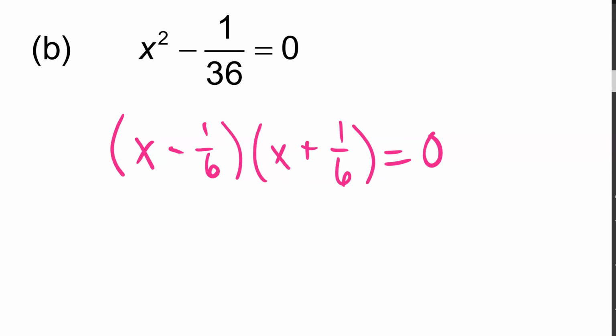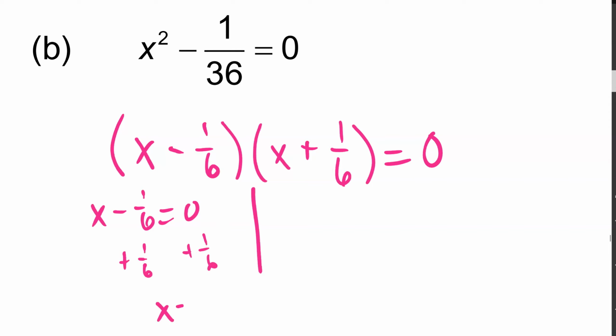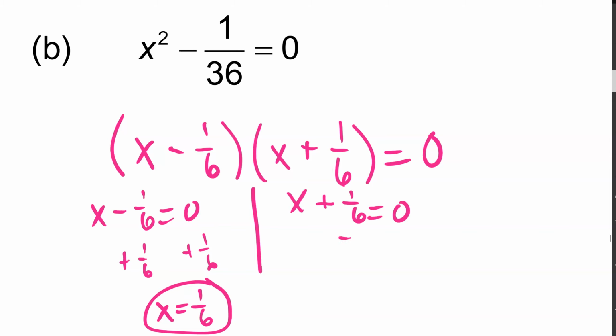So I set each of these factors equal to 0. And then I solve for x. X minus 1/6 equals 0. How do I get x by itself? Add 1/6. Notice, x is being subtracted by 1/6. So to move to the other side, you have to add. This is not 1/6 times x. It is being added and subtracted to it. Here's one solution. And now I set the other one equal to 0 as well.